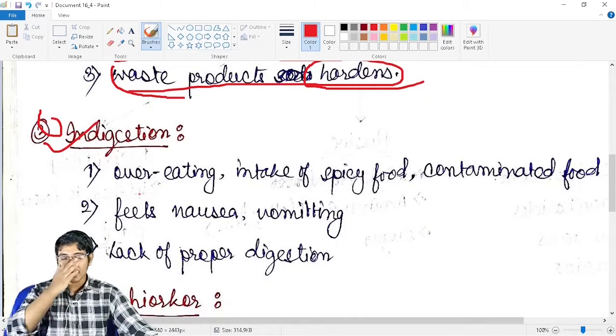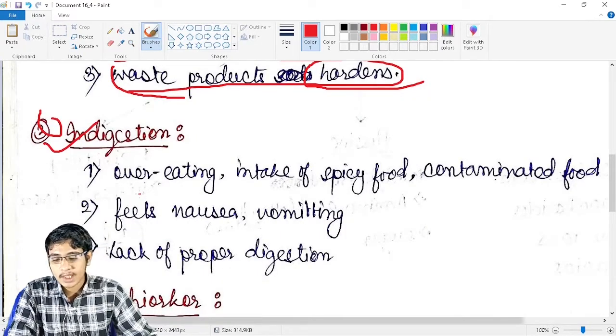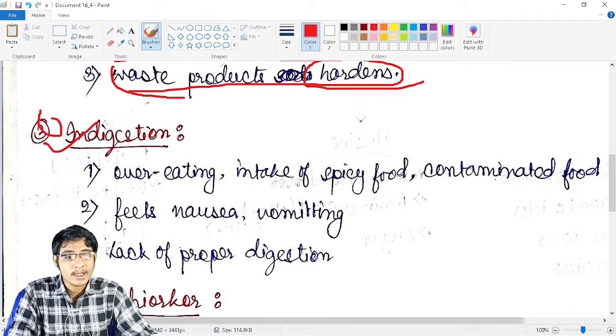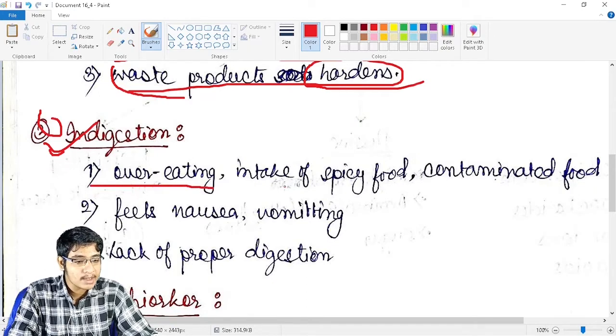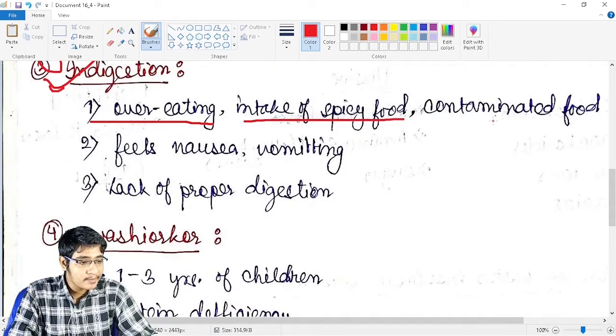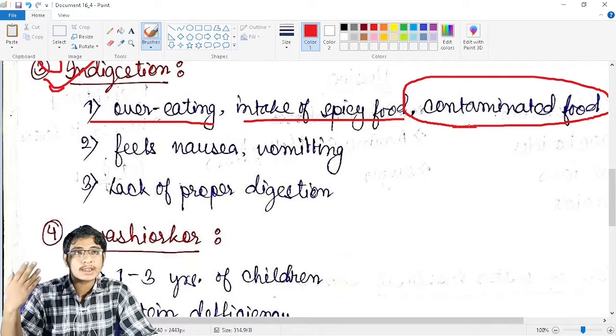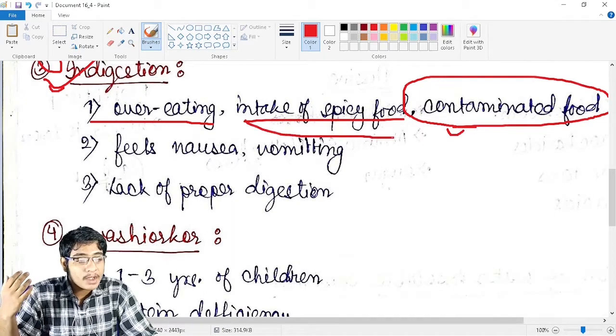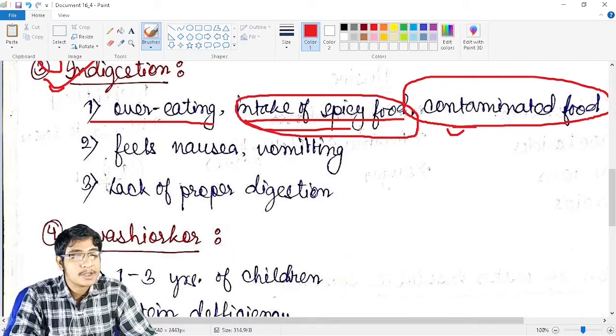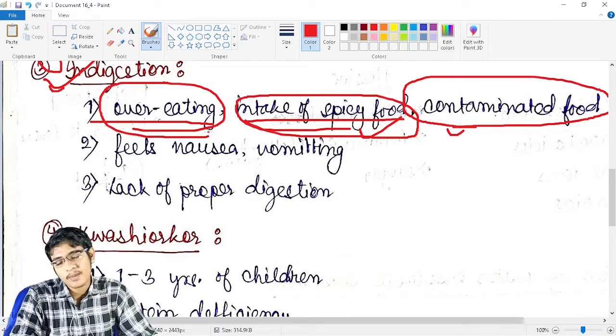Next, the third point is indigestion. Obviously indigestion is common in us, which in common terms we call acidity. So this is known as indigestion. Indigestion is due to overeating, intake of spicy food, and contaminated food. If you eat anything from previous days, those are contaminated food. If you eat them, if you take much more spicy food, if you overeat, then this type of problem may occur in your body.